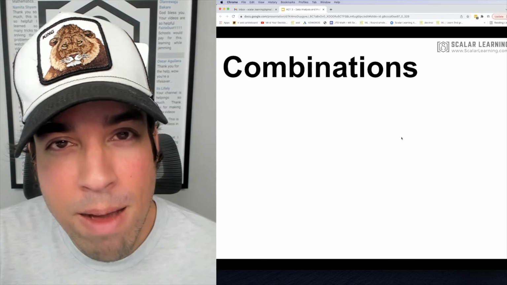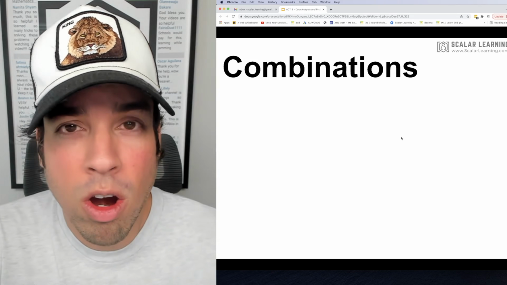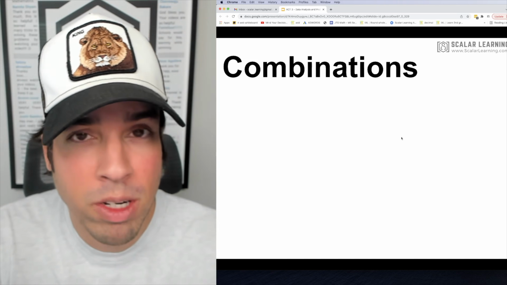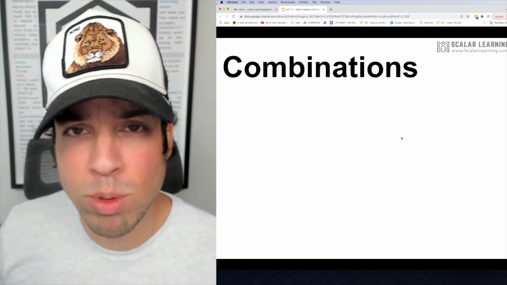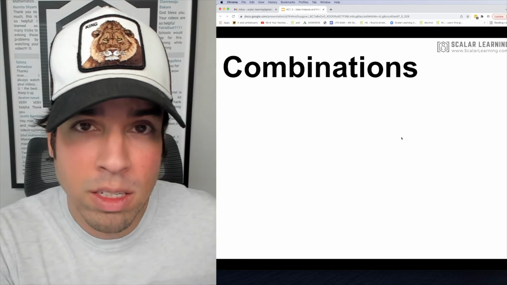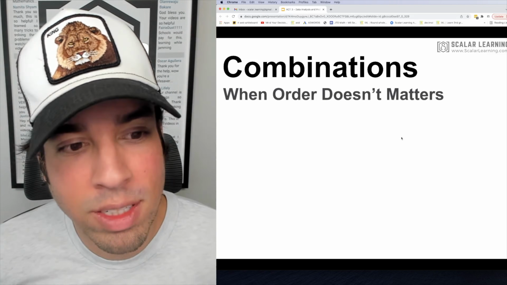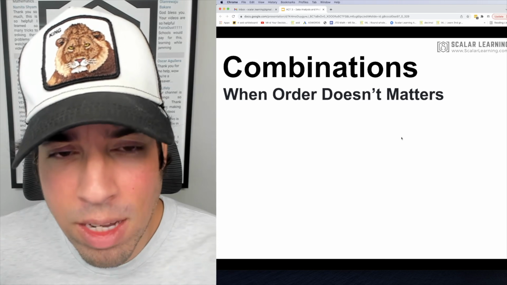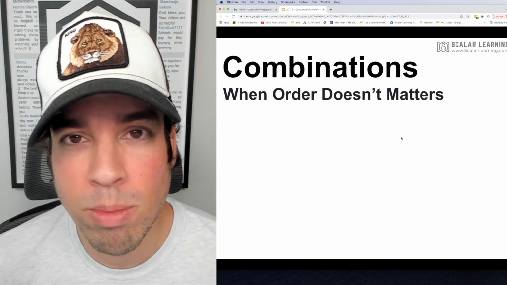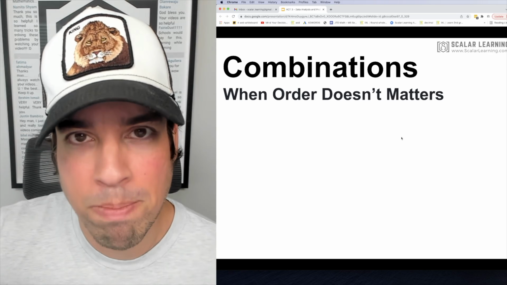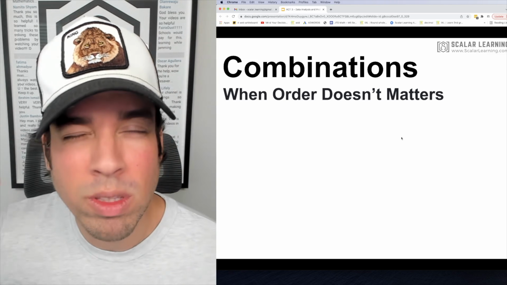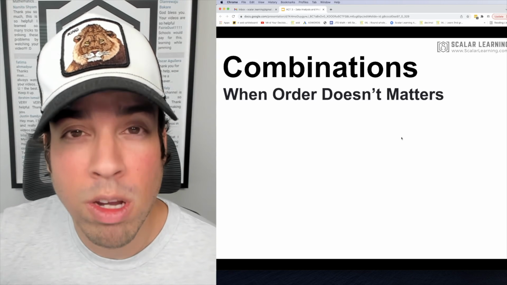Finally, we have combinations. So combinations are similar to permutations. We're trying to figure out all the variations we can have when we have a set number of things and we're choosing a subset of that set number. But in this case, order does not matter. So what is an example of when order doesn't matter? For example, when you're ordering a pizza and you have a number of toppings, we don't think about the ordering per se, but we're talking about the grouping.